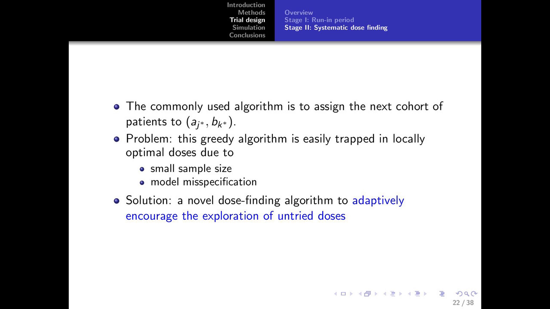The other reason is model misspecification, because we assume some model, but we don't know the truth. Most of the time, in reality, the model is always misspecified. In this case, we may estimate something wrong. If we use a greedy algorithm, always assigning the patient to the current best estimate, we may always stay at one dose without realizing there are some bad doses. So to solve that problem, we propose a new dose finding algorithm to adaptively encourage the exploration of untried doses.